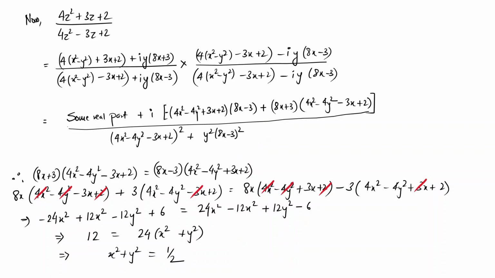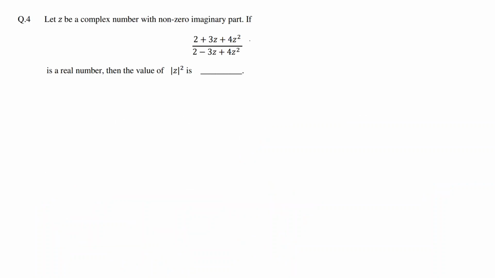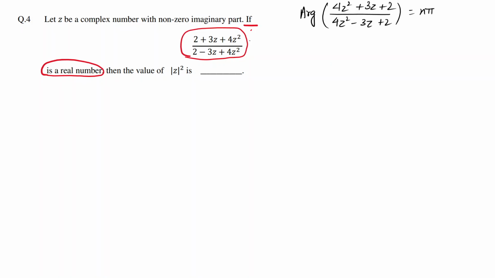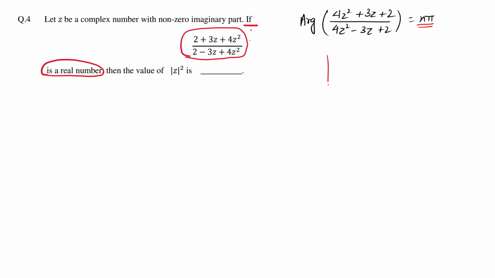solutions. So the second solution is a pretty elegant one, and for this I am using the idea that this expression is a real number. Geometrically I can say that if a complex number is a real number, then its argument is n pi, because if it's a positive real number, its argument is 0, or maybe you can say 2 pi, plus minus 2 pi, or plus minus 4 pi, something like that.